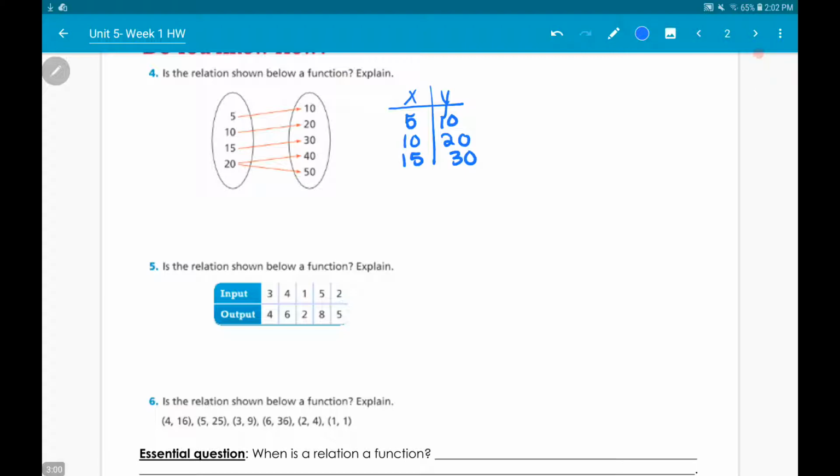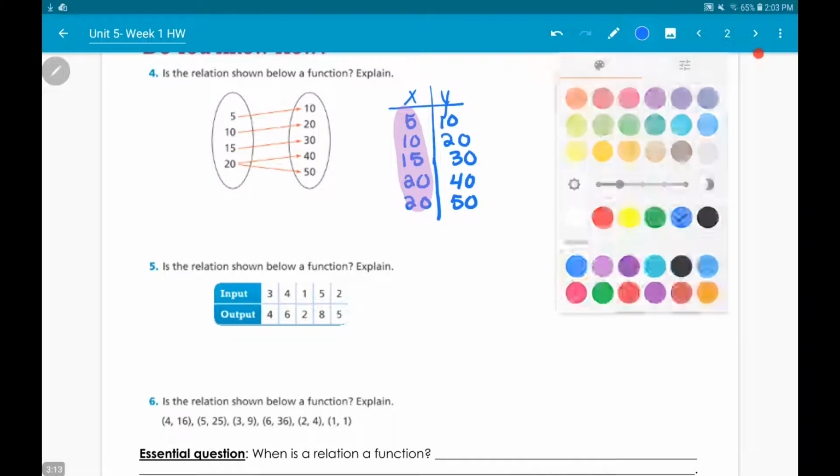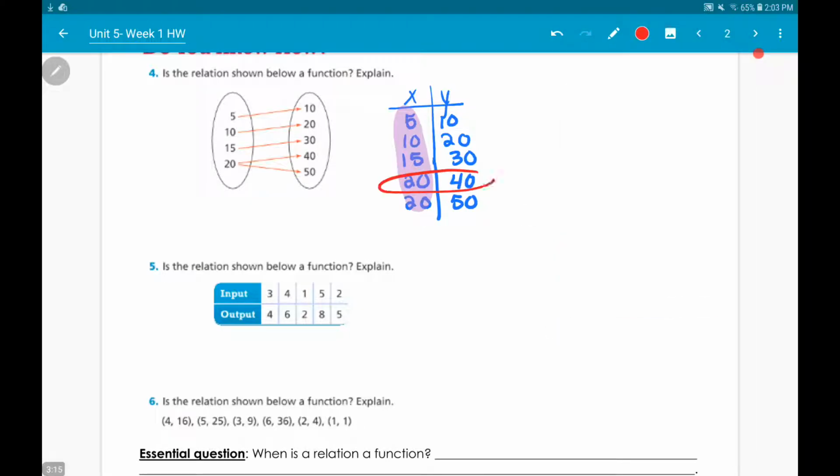Now 20, notice, has 2 arrows, so that means 20 goes with 40, and 20 also goes with 50. So now I'm going to go ahead and look at my x values, and I'm looking, does something repeat? Yes. What repeats? The 20. Okay, so I see that they are two different y values, two different outputs. So that means this is not a function.